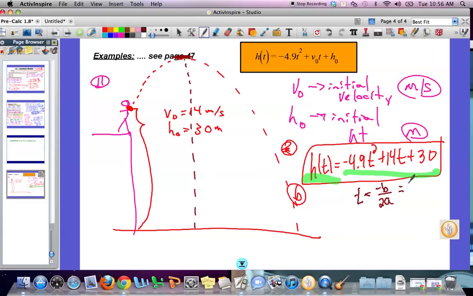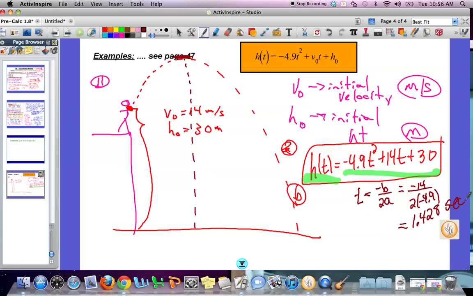So we plug in here and we have negative 14 over 2 times negative 4.9. And what does that say? It's positive, thank goodness. If it's negative, I know I have a problem. 14 divided by negative 9.8. I think it's like 1 point something. 1.428, and that's seconds. Make sure you use parentheses when you divide.